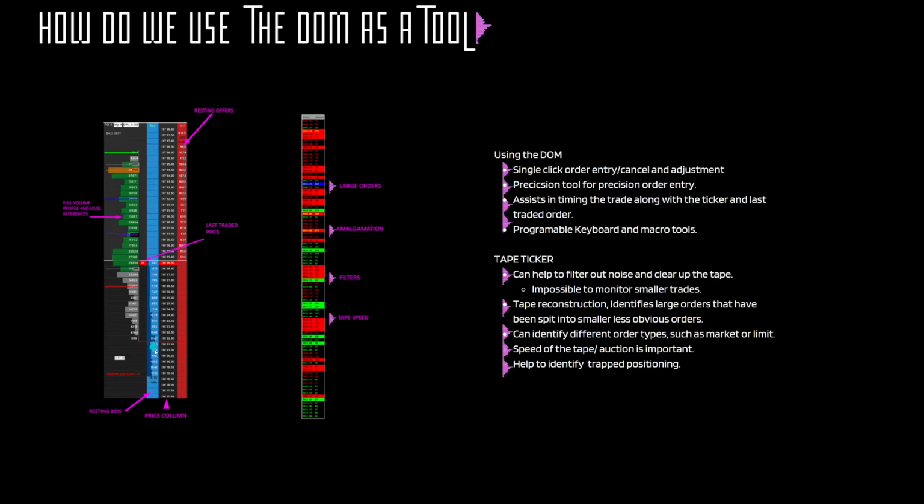I want to see what happens if that price is neared or approached. So this is the DOM. Here I've got all my resting bids, I've got my price in the middle, and I have my offers on the right hand side.